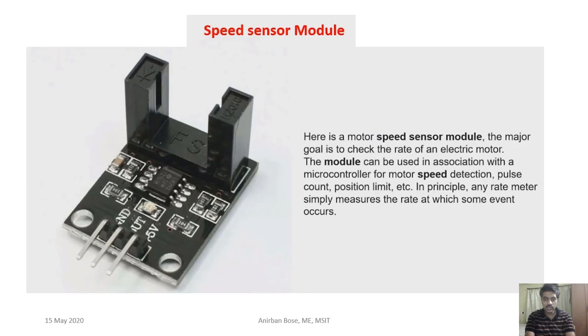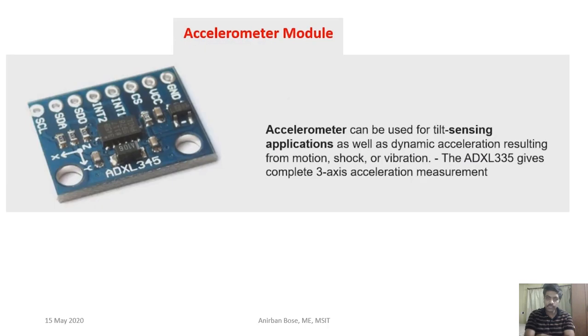Accelerometer can be used for tilt sensing applications. You know that this accelerometer is also there in our mobile. For certain virtual games, you know that you actually tilt the mobile, and accordingly the car, in a car racing game, maybe the car is also moving in that particular direction, and this is happening because of the accelerometer. So this one is a very important sensor.